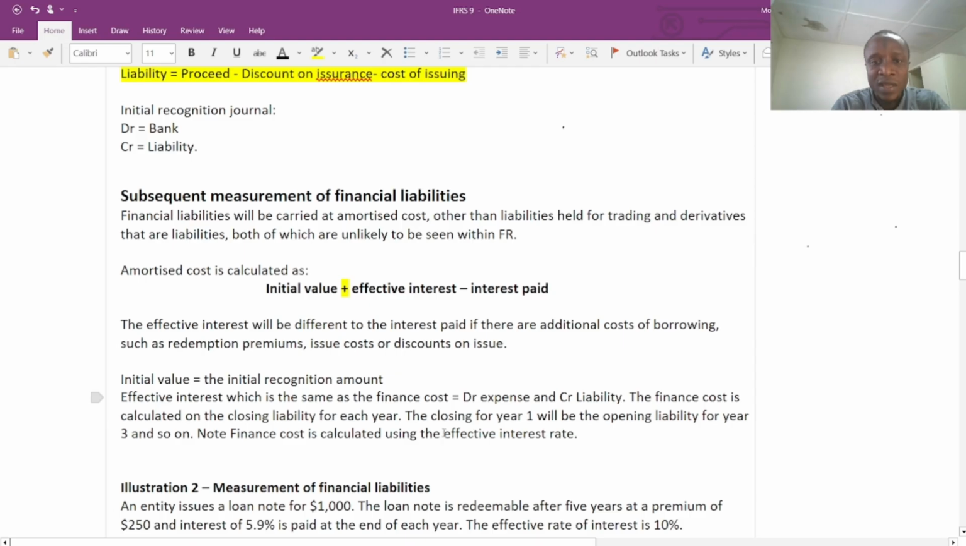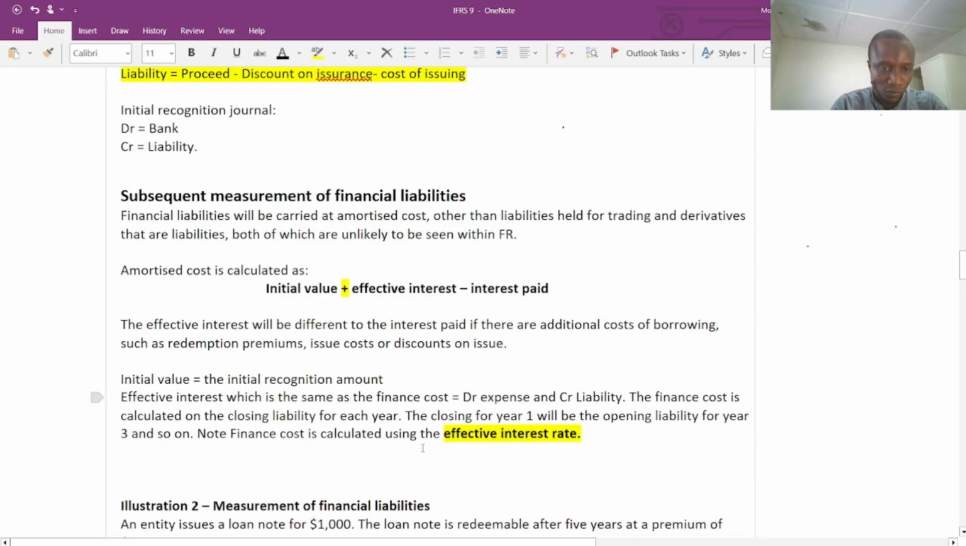Very important concept. Why are we going to use the effective interest rate? It might be within the component of the question, the effective interest rate will take into consideration the impact of the issuance cost, the impact of the loan being redeemable at a premium, or the impact of issuing the loan at a discount. Either of the factors will be considered in the effective interest rate. So that's why we are going to use the effective interest rate to calculate the finance cost that we are going to recognize as an expense on annual basis, and that we are going to use to increase our liability. If it is the same, it's fine. If it is different, we need to account for it differently.